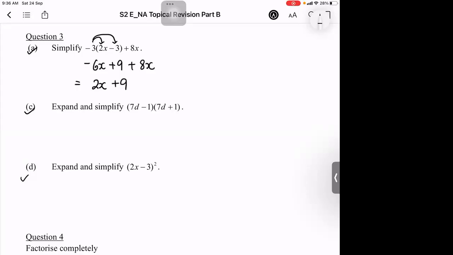Okay, expand and simplify this one. This one actually is your special product. A minus B, A plus B, you will get the special product A squared minus B squared. This one either you memorize, if not, then you will need to do the expansion part by part. Okay, so in this case, 7D times 7D will be, no mic again. 49D squared.